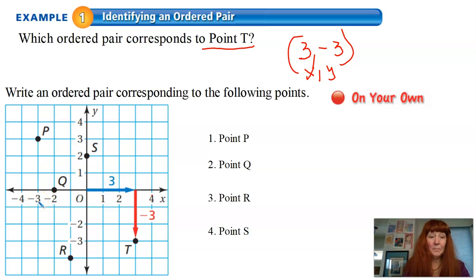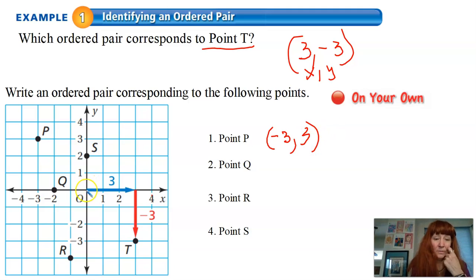Okay, so go ahead and pause this and try to find the ordered pairs that go with P, Q, R, and S. Remember, always start at the origin and do the left or right movement first. Okay, so I'm going to start at the origin. I'm going backwards, so I'm going negative 3. So I could just do this right away, right? The X is negative 3. And then I go up 1, 2, 3, positive 3.